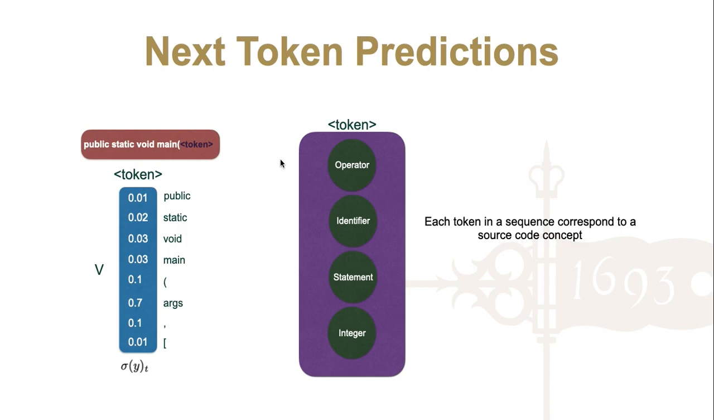Since source code can define different types of elements according to the rules that are present in the programming language, that token may be an operator, an identifier, a statement, an integer, or any kind of element that is defined in the programming language.